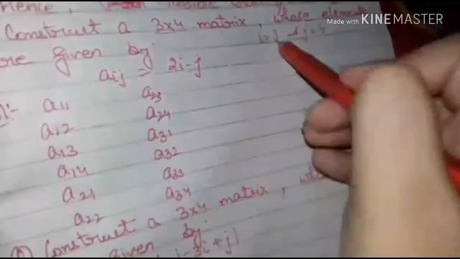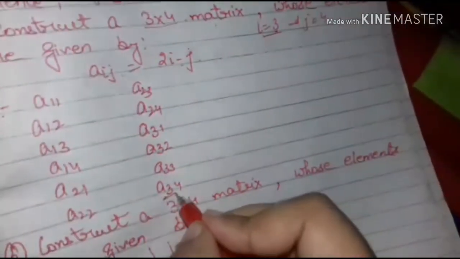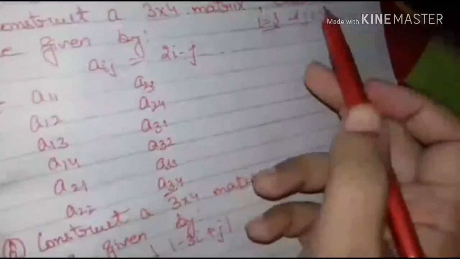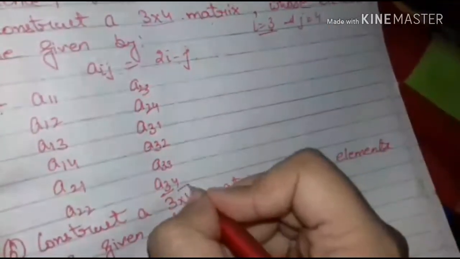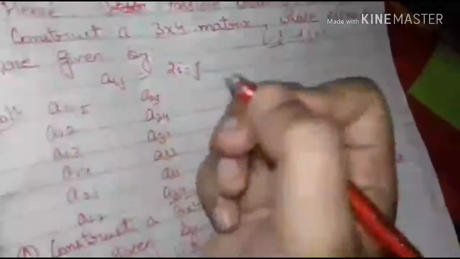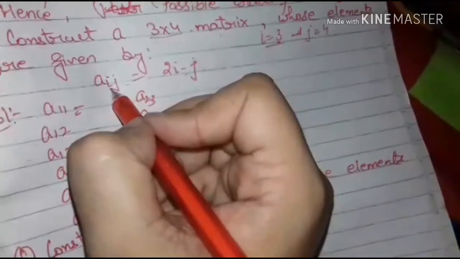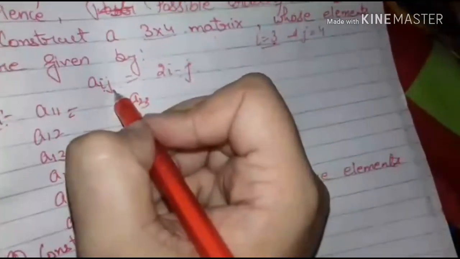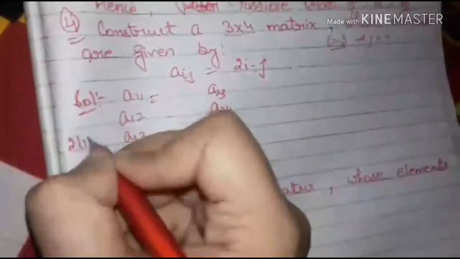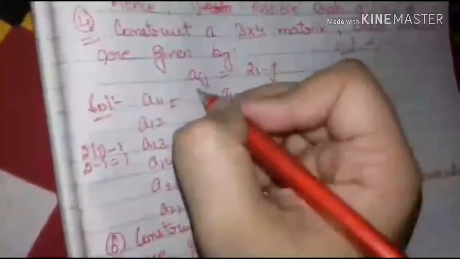Now we are clear that there are i rows and j columns, where i is equal to 3 and j is equal to 4. So what will be the value of A11? If we put i equal to 1 and j equal to 1, then we have 2 into 1 minus 1, 2 minus 1, this is 1.